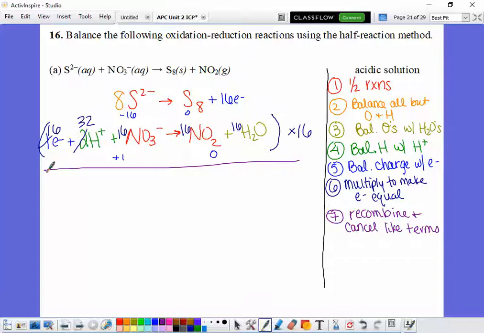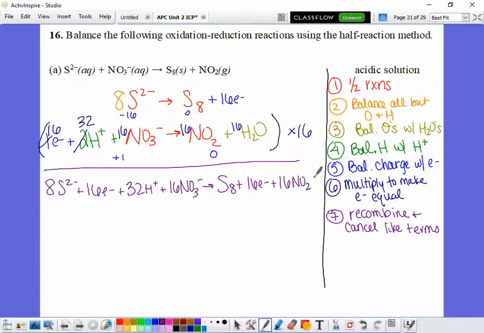So let me just write down everything that's on the left side of these arrows. So we have 8 S2 minus plus, that's the only thing on the left side of this first half reaction. Then everything here, 16 e minus, 32 H plus, 16 NO3 minus, and then everything on the right, S8, 16 e minus, 16 NO2, and 16 H2O.